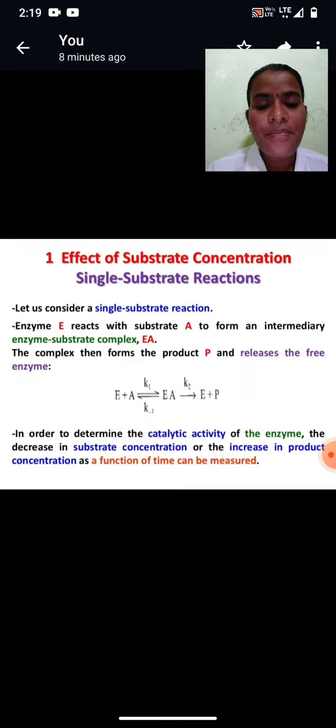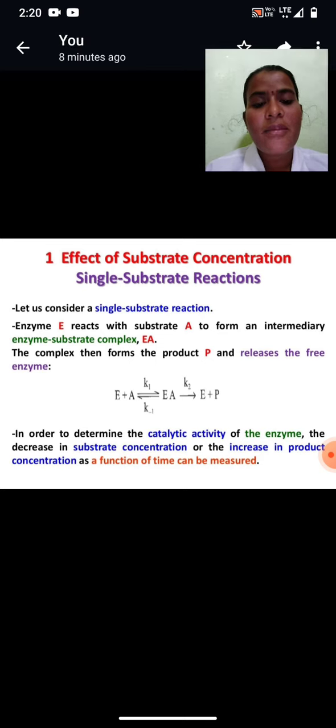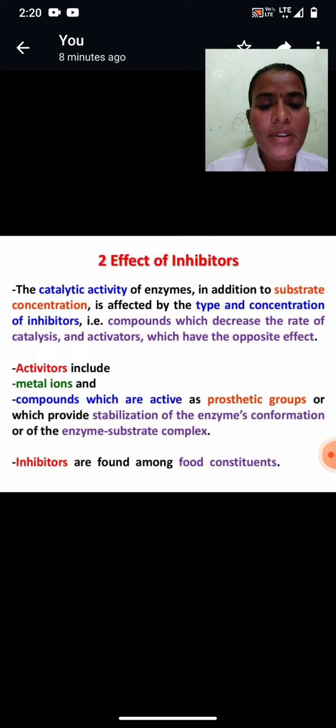an effect. First one, effect of substrate concentration. Let us consider a single substrate concentration. Enzyme E reacts with substrate A to form an intermediary enzyme substrate complex. The complex then forms the product P and releases the free enzyme. In order to determine the catalytic activity of the enzyme, the decrease in substrate concentration or the increase in the product concentration as a function of time can be measured.